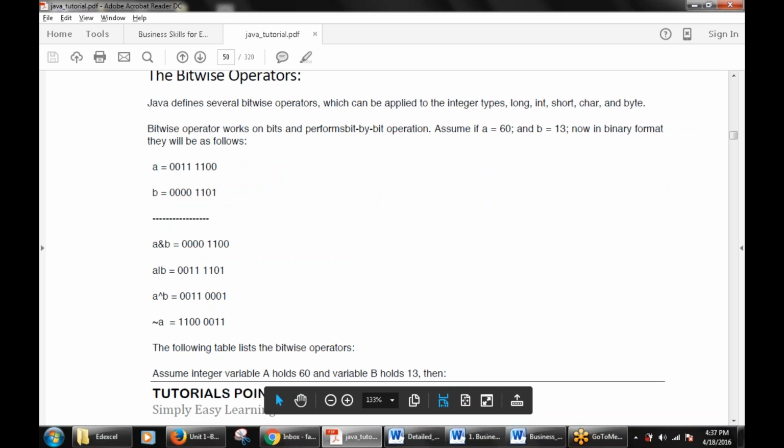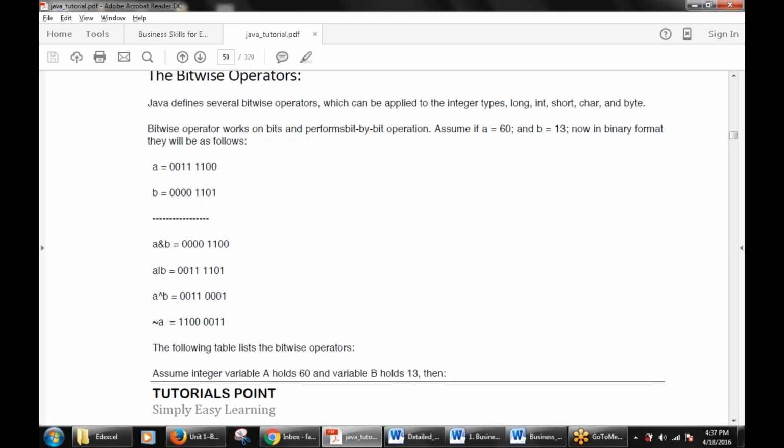Then a and b means performing the AND operation between a and b. Now, what is the AND operation? The output is true only when both the inputs are true. Otherwise, the output is false, that is a 0 value. This is opposite in the case of the OR operation, that is a or b. If one of the inputs is true, then the output is true, that becomes 1.